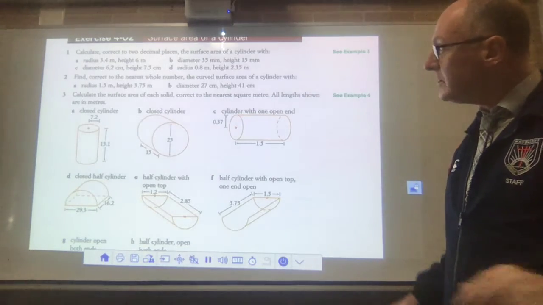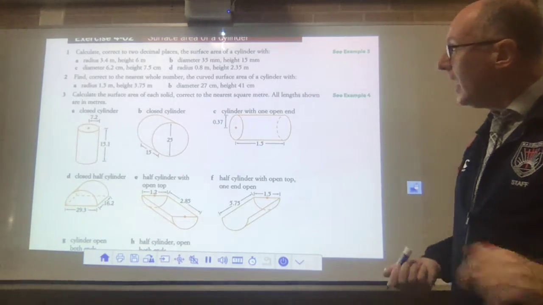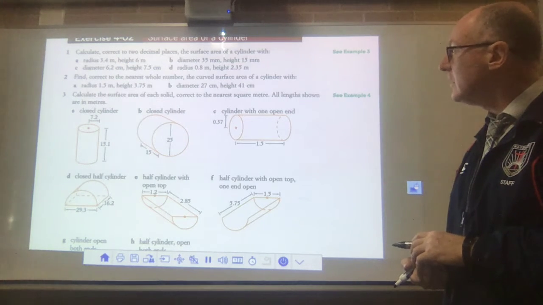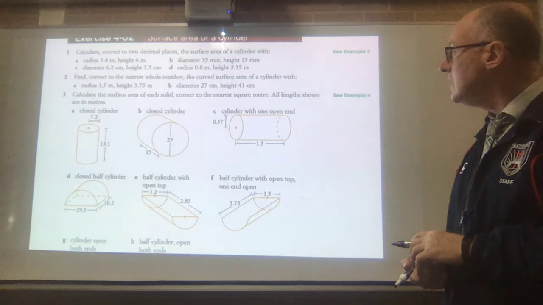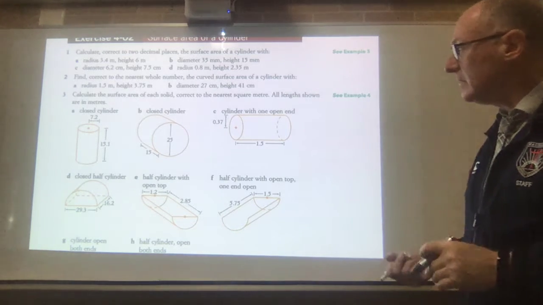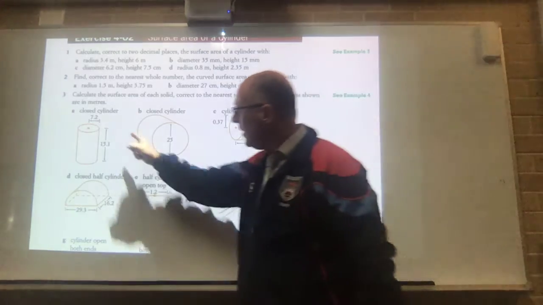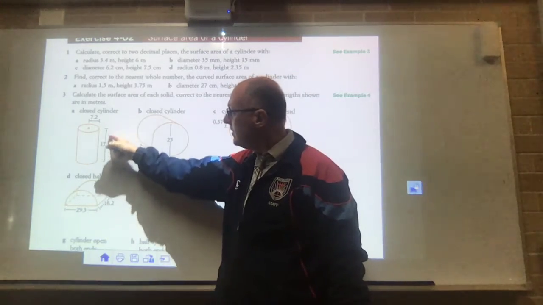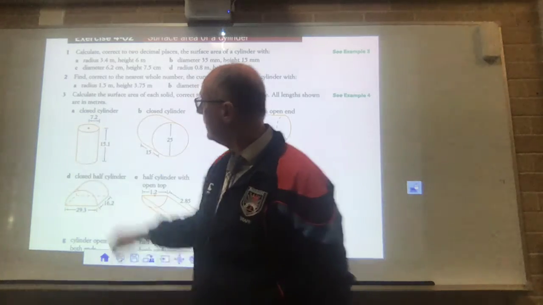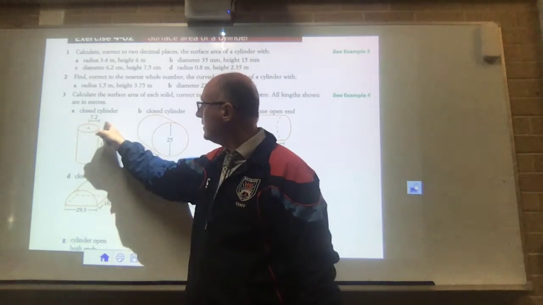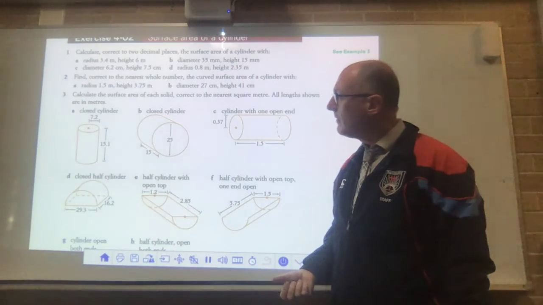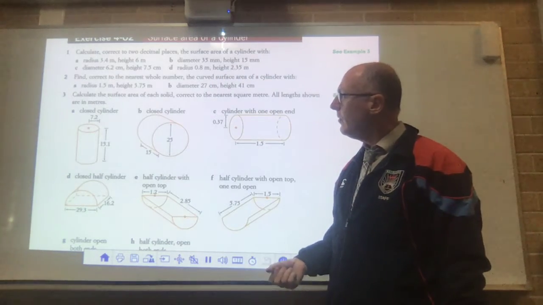Okay, so let's see. I asked you to do some of question 3. Question 3, calculate the surface area of each solid correct to the nearest square metre. All lengths shown are in metres. Question A, I shouldn't have to do. They've given you the height, and I think the radius. So the radius is 7.2, the height's 15.1. I shouldn't need to do that one for you. It should be fairly straightforward.